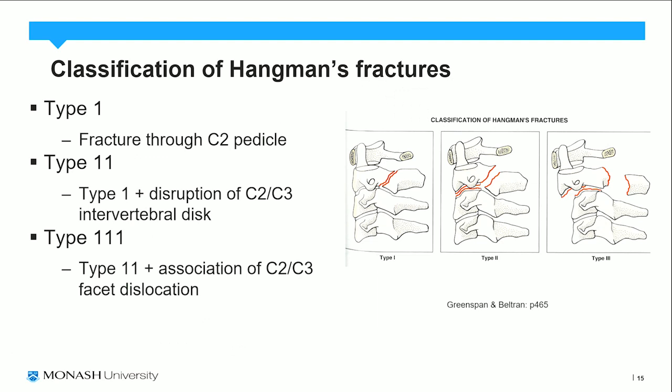Hangman's fractures can be classified, so this is a simple classification. Type 1 is a fracture through the pedicle. Type 2 is a fracture through the pedicle as well as disruption of the C2, C3 intervertebral disc space. And then type 3 involves fracture through the pedicle, disruption of C2, C3, as well as an associated C2, C3 facet dislocation, as we can see on the diagram.